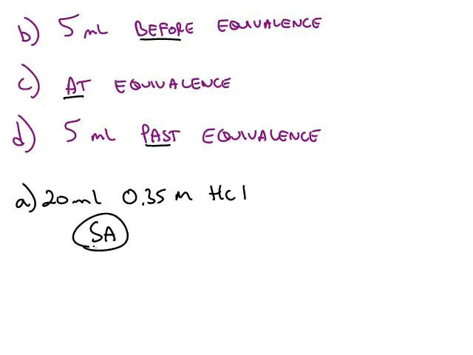So this is a strong acid, and we know how to calculate the pH. We already did that. The pH should be 0.46. So try that one, set up the ice chart, see if you can calculate the pH as 0.46.